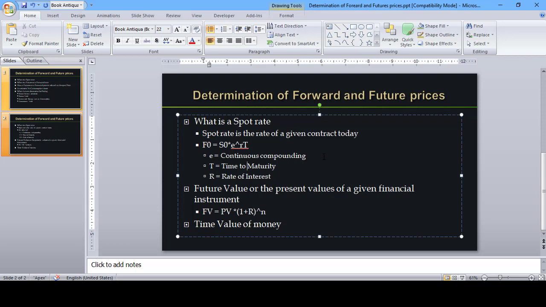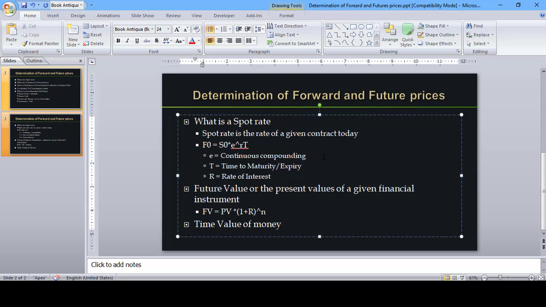And the T is the time to maturity or expiry of the contract. Alright, with this notion out of the way, let's examine the forward prices and the futures prices, and how they are related to the spot prices of the underlying assets. You might have well noticed that if the spot price goes up or down, the futures price would obviously go up and down.